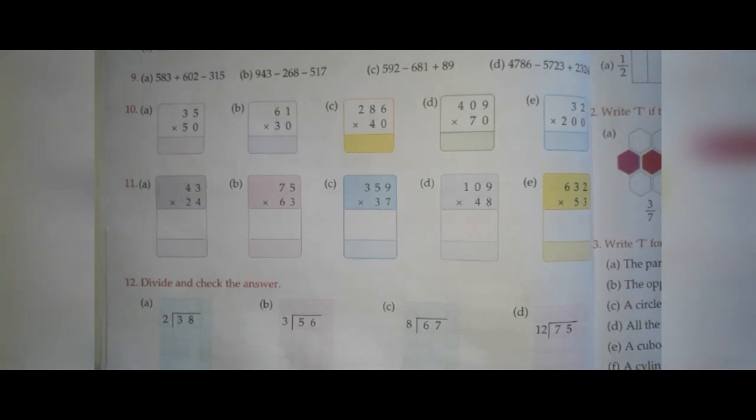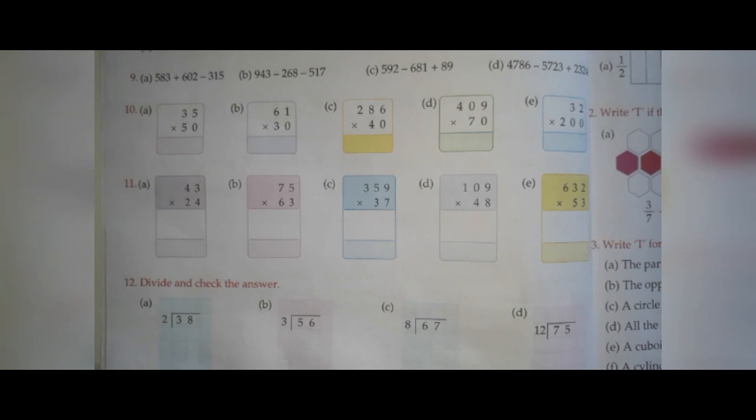Question number 9 A. 583 plus 602 minus 315. Here we have to add 583 and 602 and then minus 315 from the answer which we get after adding 583 and 602. How can we do it? I'm going to solve it for you.